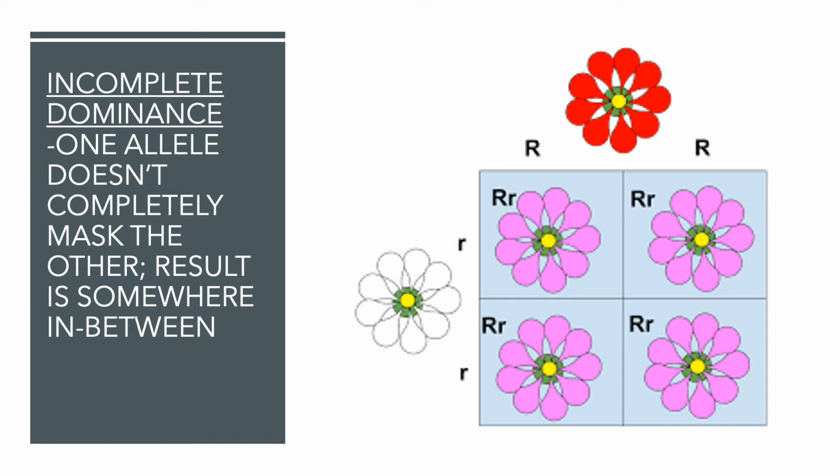When we cross them, we'll get the same offspring for all four options in this Punnett square. And the result will be where the dominant red doesn't completely mask the white, we'll just get an in-between kind of purple, lightish color, purple, as the offspring. So that's incomplete dominance, where one allele doesn't completely mask the other. So the dominant doesn't mask the white, but the result is somewhere in between.